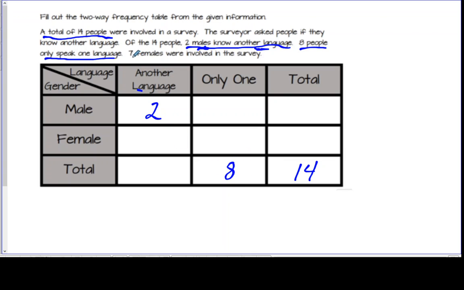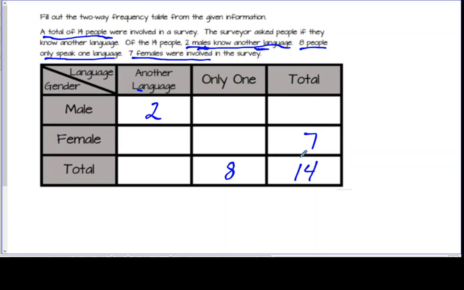What else do we know? 7 females were involved in the survey. So we know we need to put a 7 somewhere on this row right here. It doesn't say 7 females spoke another language, or 7 females spoke only one, it just says 7 were involved in the survey, so 7 would go right there. Well, now that we have these numbers, it's just like a puzzle. You should be able to fill in the rest of these boxes or cells.